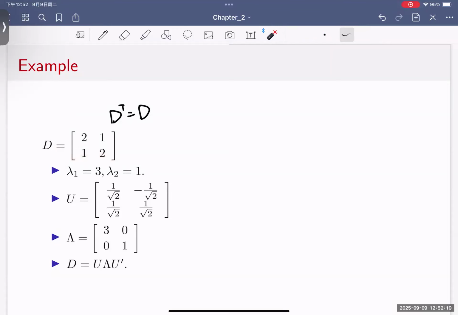Given this, we can find the corresponding matrix U, and also our diagonal matrix, which is built from our eigenvalues. We can find two eigenvalues here: one is 3, another is 1. Then we write down these diagonal elements. And this U can also be created. This U is an orthogonal matrix, because you can write down the transpose of this term.